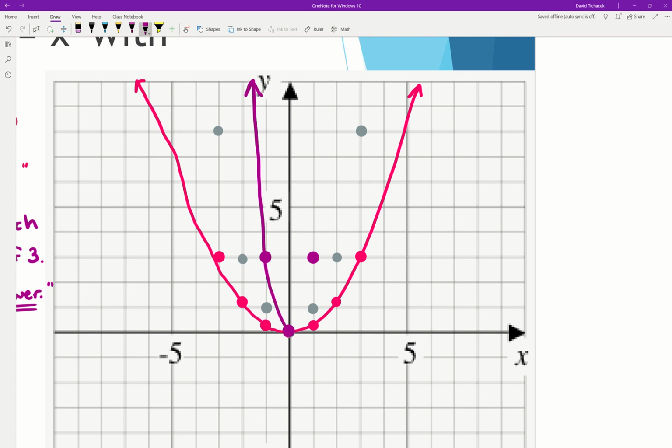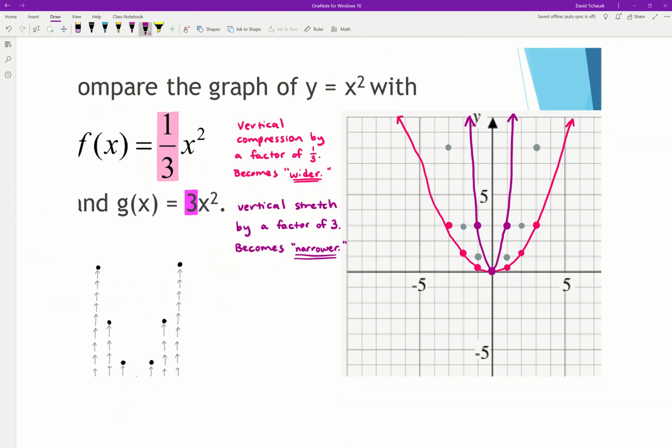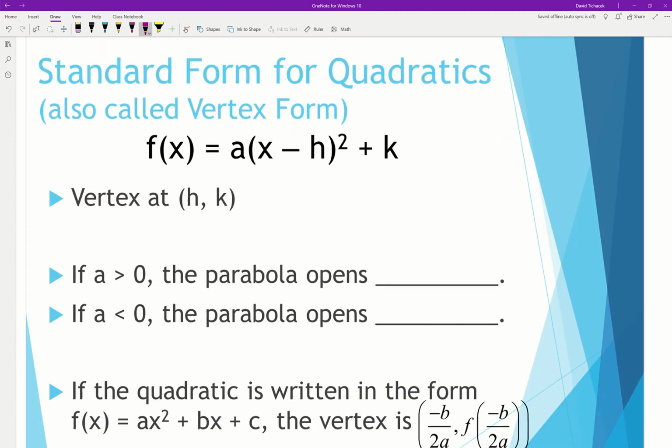We get a very much narrow parabola in that case, okay? So just being able to remember these cases where you have this number playing the role of a, that's going to correspond to a vertical compression versus a vertical stretch, okay?